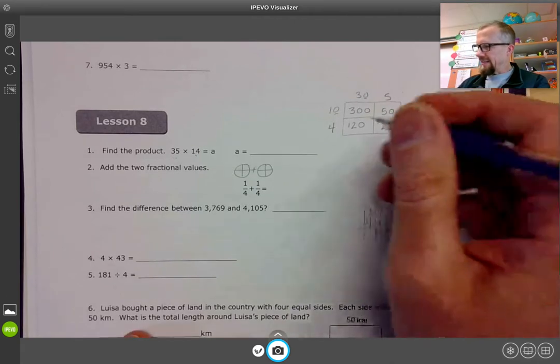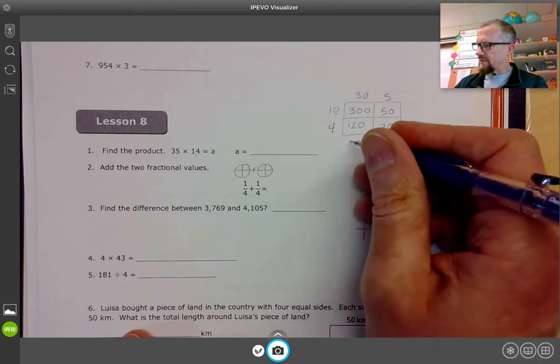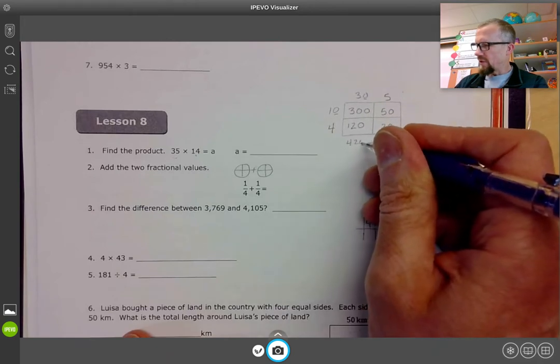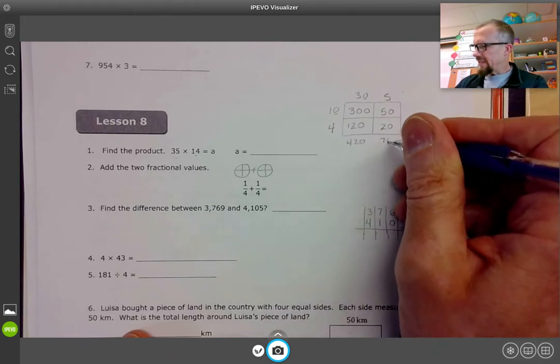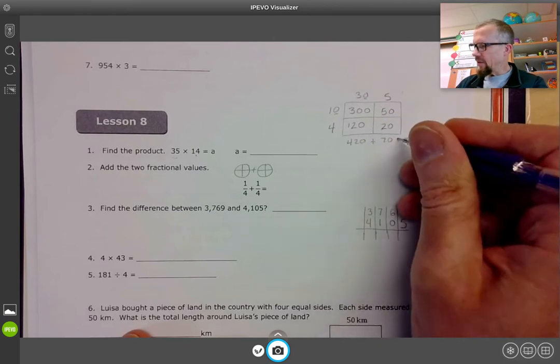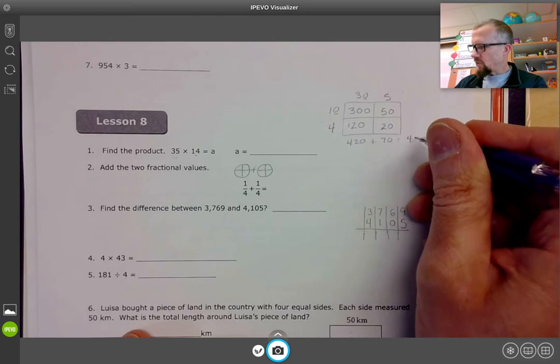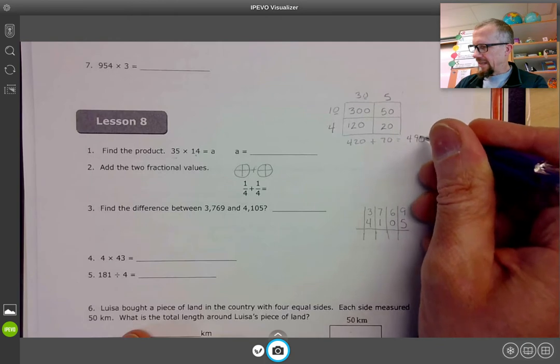Now, of course, I can add these all up. Let's see. 300 plus 120 is 420. 50 plus 20 is 70. And I've got to add those. Altogether, that is 490.